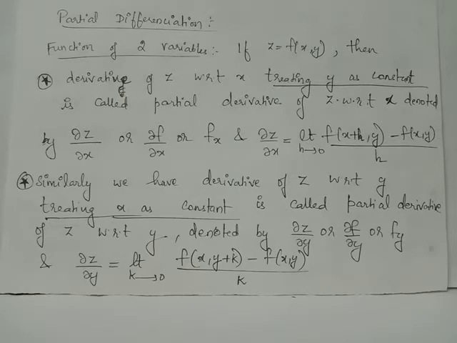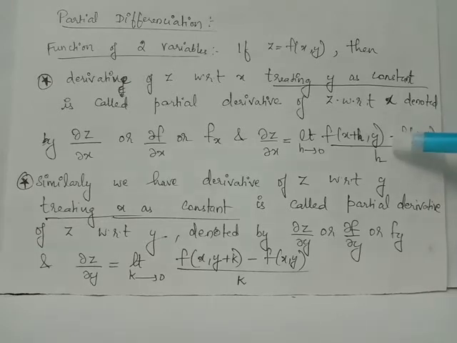Suppose you have z as a function of x and y, where x and y are the independent variables, and z being dependent on x and y, we call z the dependent variable. The derivative of z with respect to x treating y as a constant is known as the partial derivative of z with respect to x, and it is denoted by ∂z/∂x or ∂f/∂x or f_x. We have ∂z/∂x equals limit h tends to 0 of [f(x+h, y) - f(x, y)]/h.